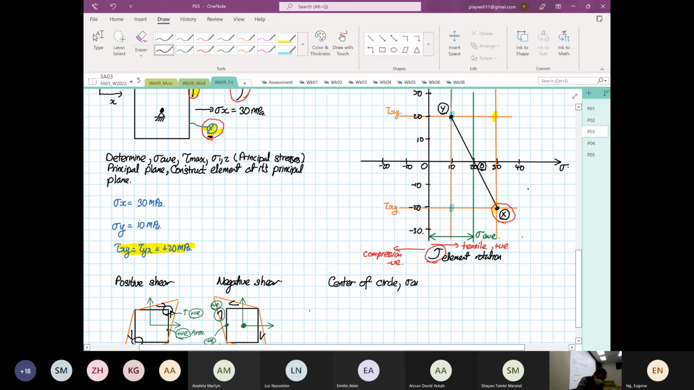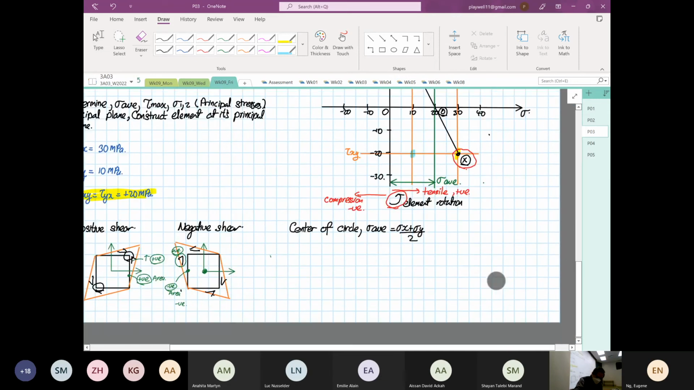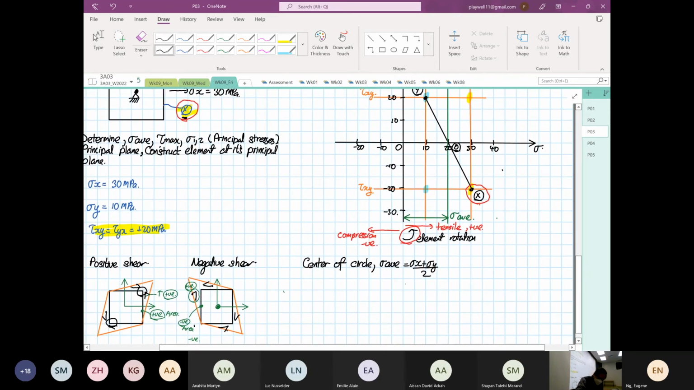corresponds to our stress average, equal to stress X plus stress Y divided by 2. So this will be equal to 30 plus 10 divided by 2, which gives us 20 megapascal. Okay, so that is our stress average.